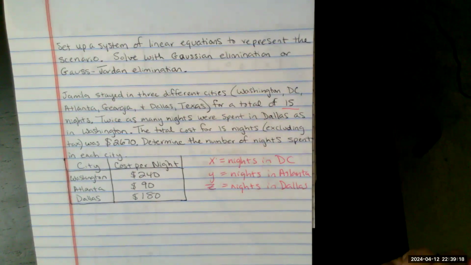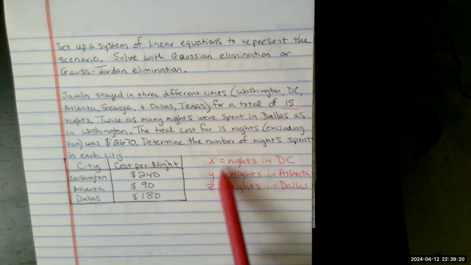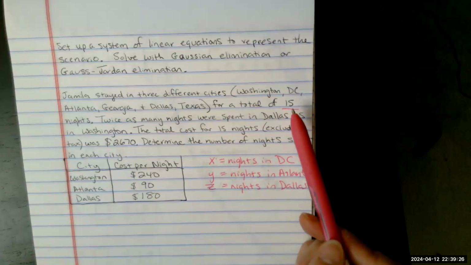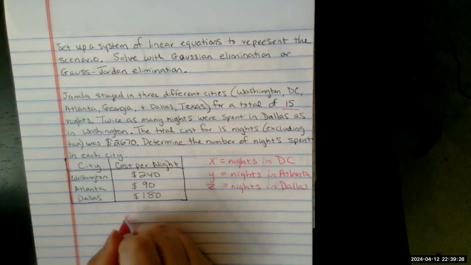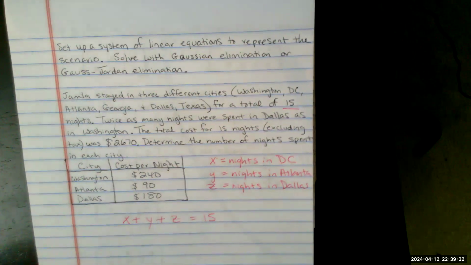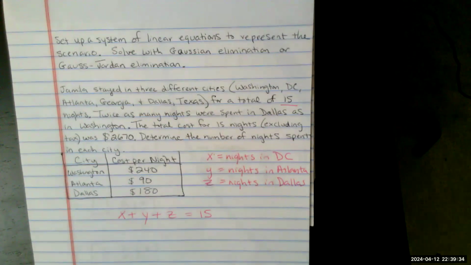Okay, I can set up one equation right now. If I have no clue how many nights I spent in DC, Atlanta, and Dallas, but I know that they add up to 15, that is one of your equations. Whatever X, Y, and Z are, they need to add up to 15.